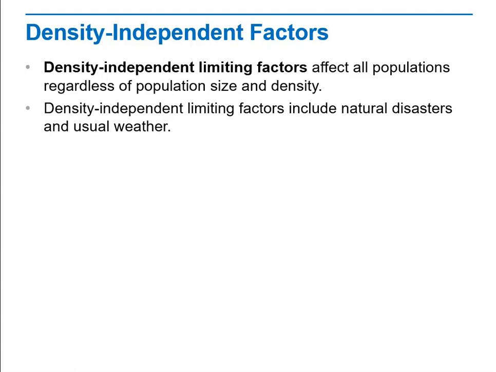Some examples are environmental change, like unusual weather, hurricanes, droughts, or floods, and natural disasters, such as wildfires. Those are density-independent limiting factors. Think about it. A wildfire is going to affect a population that is small and spread out just as much as it's going to affect a very dense population, because it's going to affect all the organisms that are in the area that is affected by those wildfires.